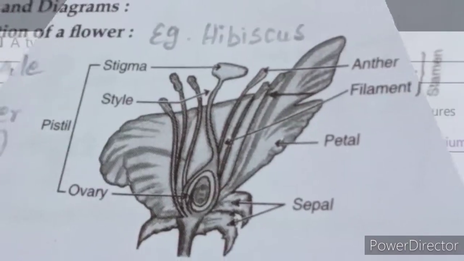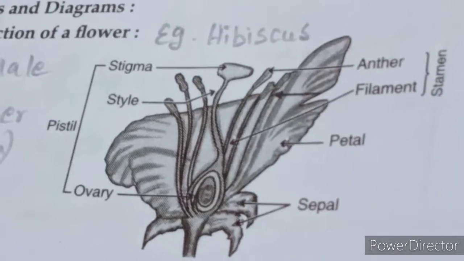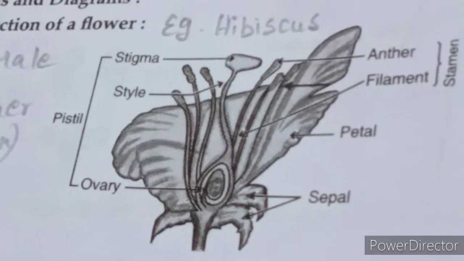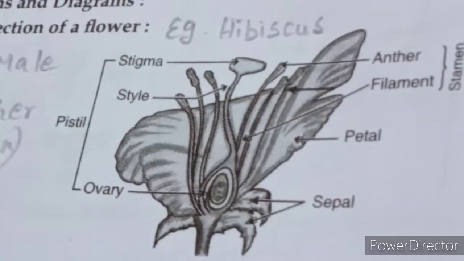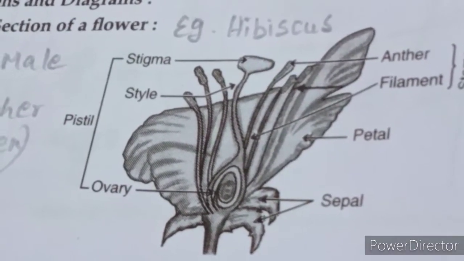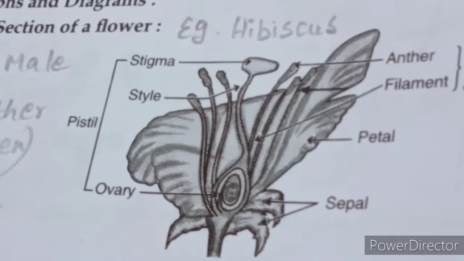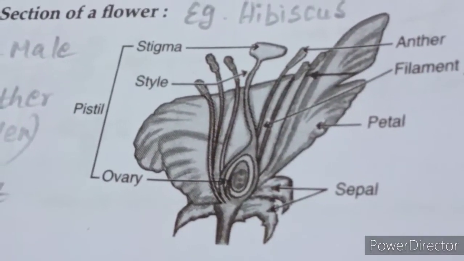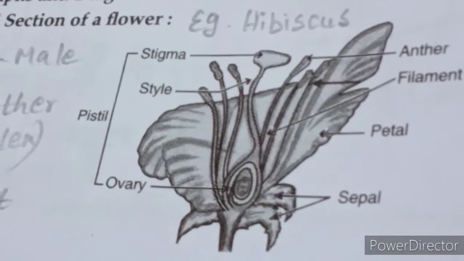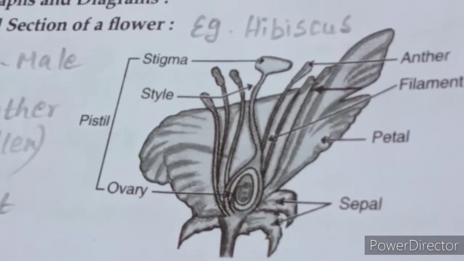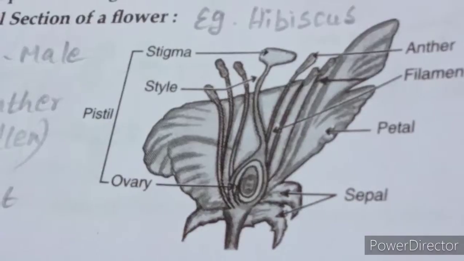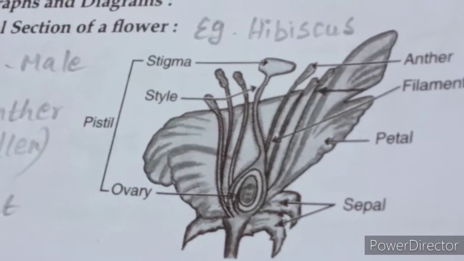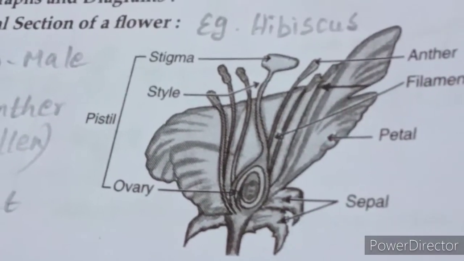Coming to the parts of a flower, for example hibiscus, which is a bisexual flower. What is the meaning of unisexual and bisexual? In a unisexual flower, a single sex organ is present, either a pistil or a stamen. In a bisexual flower, both the sexes are present; bi means two, sexual means sexes. So in a bisexual flower, both male and female sex organs, stamen and pistil, are present in the same flower. An example of this is hibiscus.